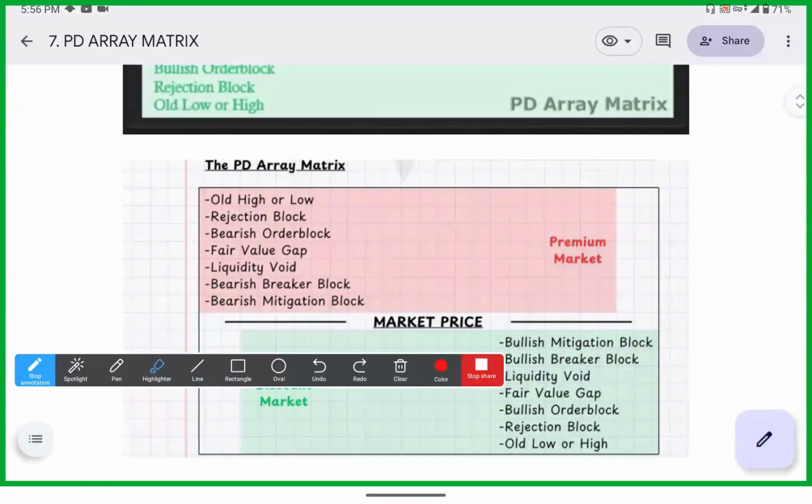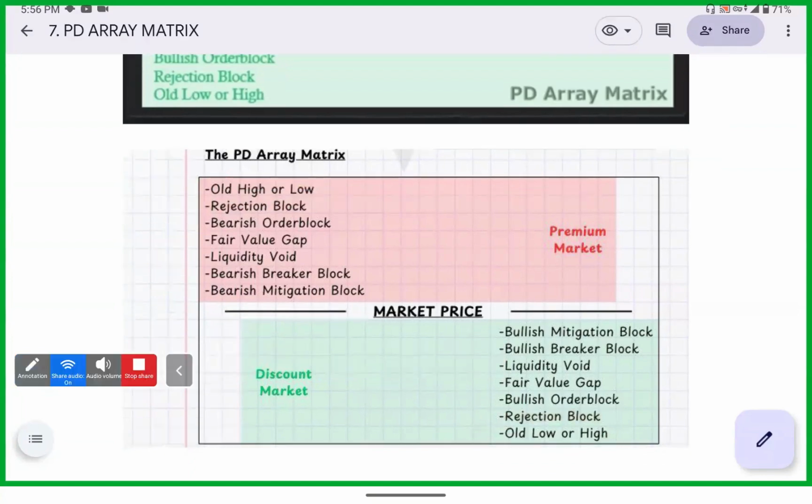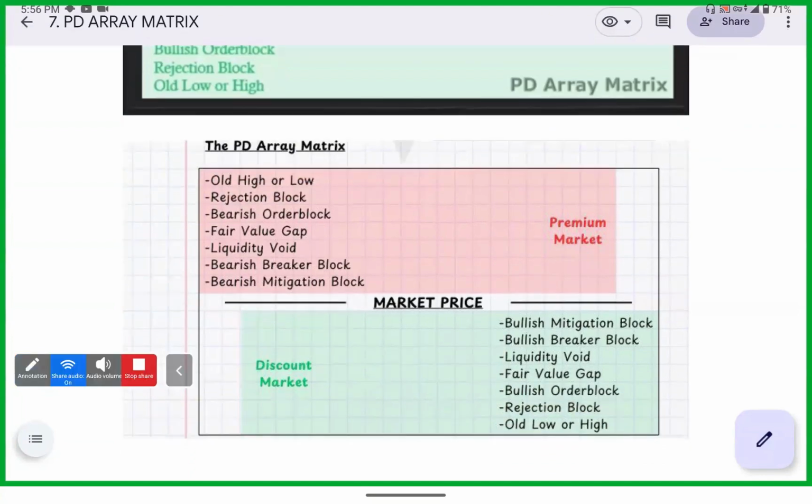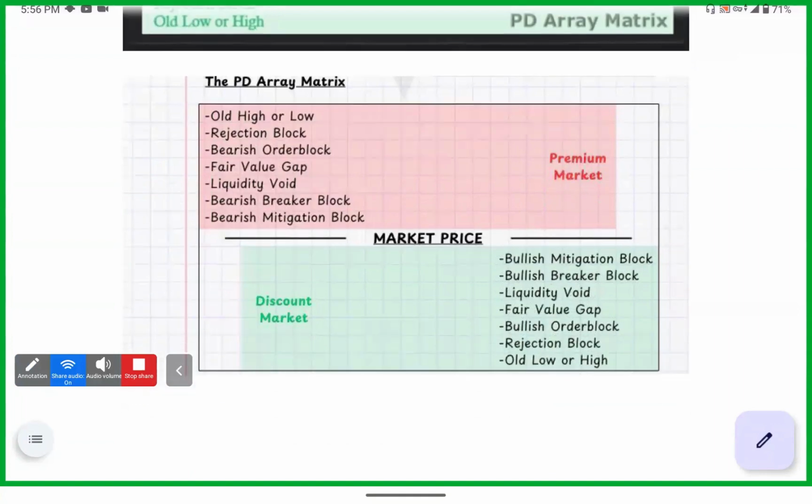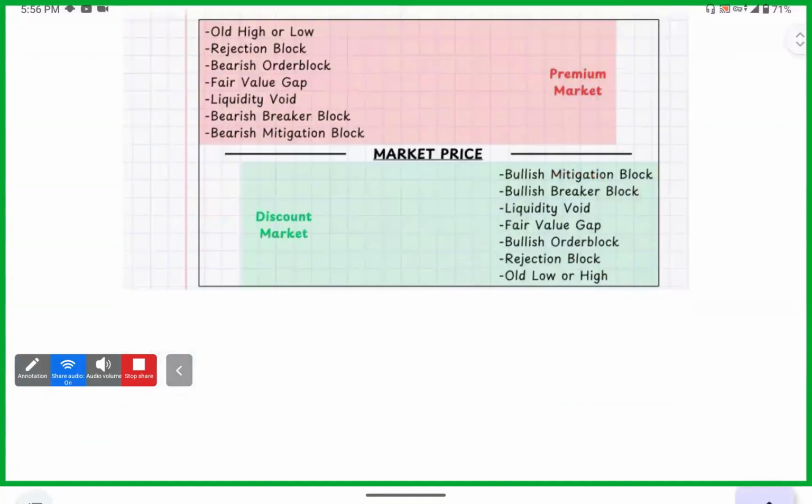What is the next PD array? The next PD array is the fair value gap. Sorry, let me just set this in.